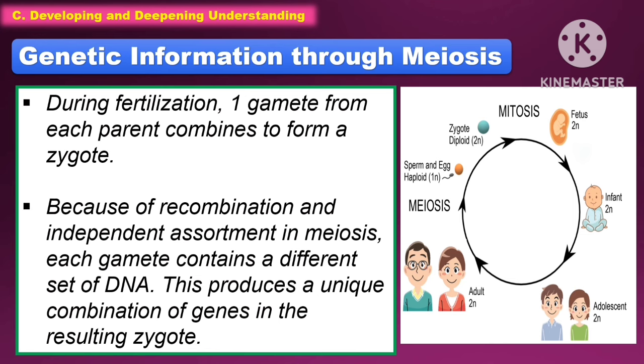During fertilization, one gamete from each parent combines to form a zygote. Because of recombination and independent assortment in meiosis, each gamete contains a different set of DNA. This produces a unique combination of genes in the resulting zygote.